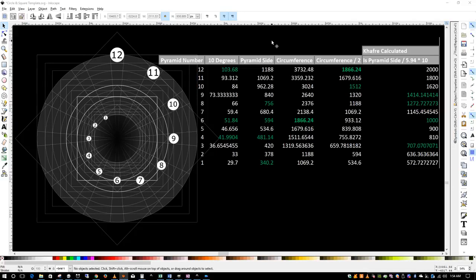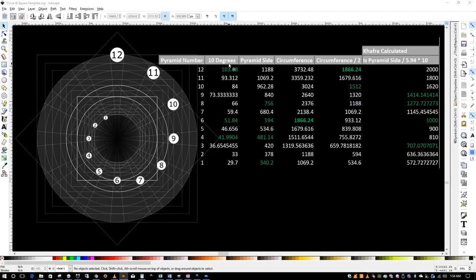So if you take a look at the geometry here, these squares represent pyramids. The circles represent the circles that are inscribed inside each one. Okay, because we're dealing with circles and squares. And so we have 12 steps here. On the 12th one, you can notice right here I've got this number 12. We have this marker that's 10 degrees.